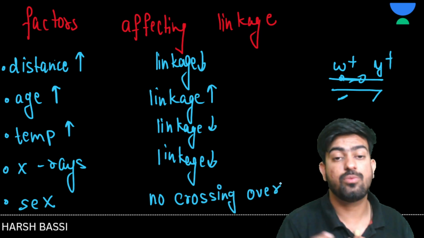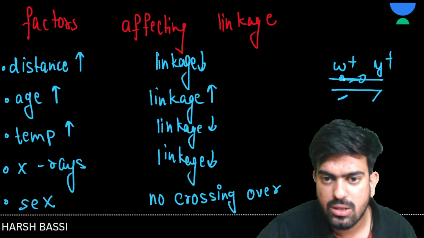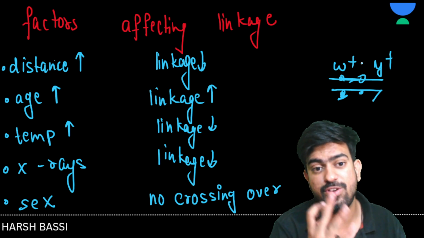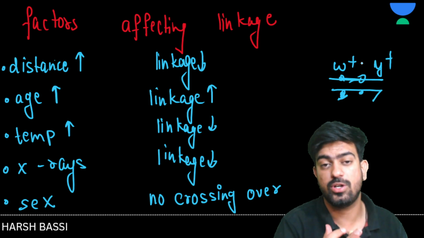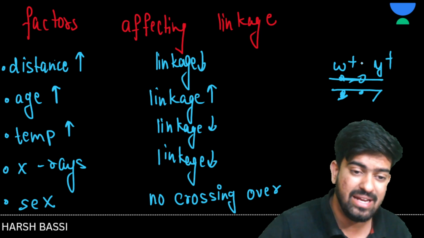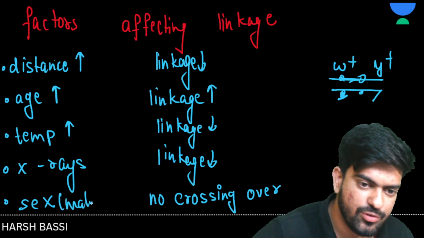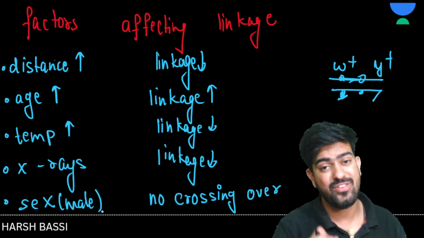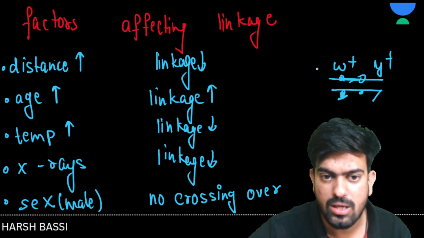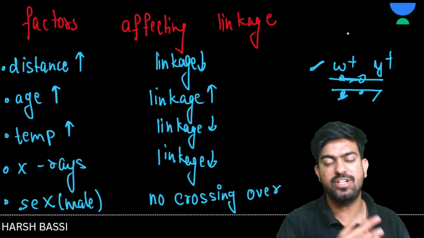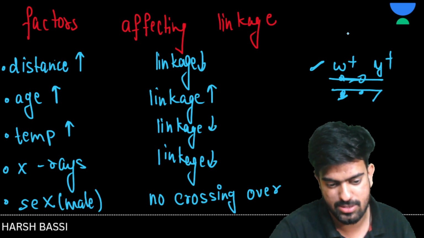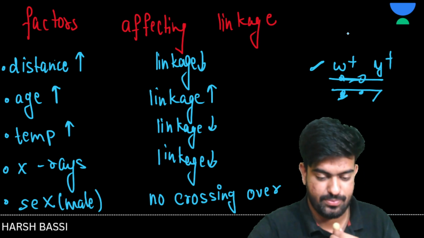Yes or no? Because for crossing over to happen, there must be something present here and here. So it's the Y chromosome, and in the Y chromosome we don't have the characters for the eye color and the body color for the Drosophila, right? So in male Drosophila, there will be no crossing over. So 100% the genes will be linked. Okay, so W positive and Y positive are linked with each other, because no crossing over can take place. Clear to everyone?